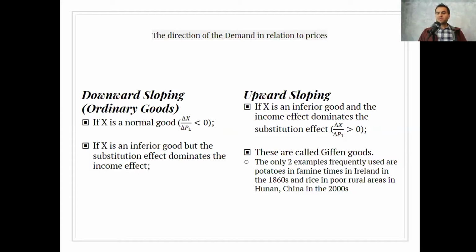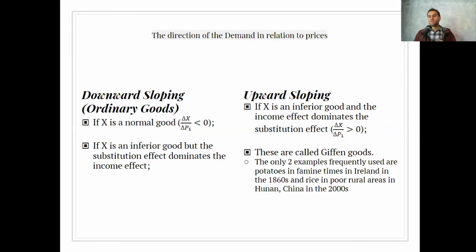There are only two examples that we have found in textbooks, or at least that are recorded in textbooks, which are related to very extreme scenarios, like the ones described in that bullet, and that are associated with famines and very extreme conditions in which very poor people start consuming more of those inferior goods because they have no money, because of how poor they are.